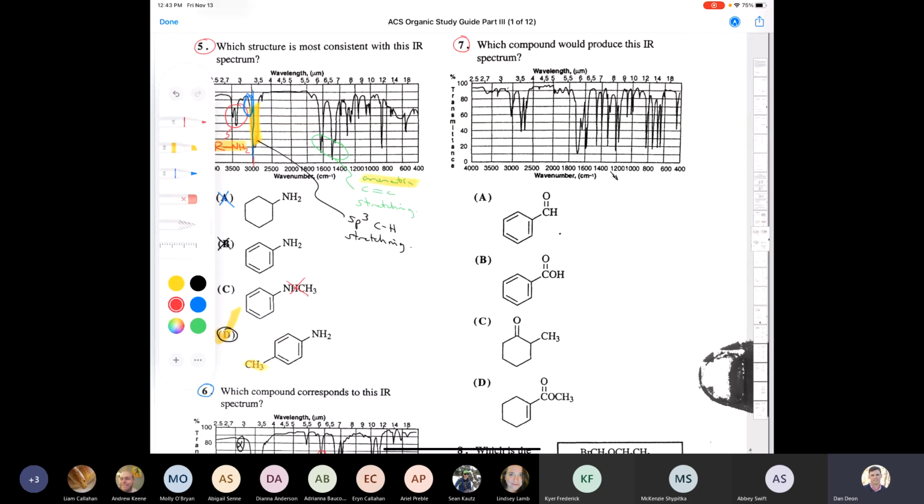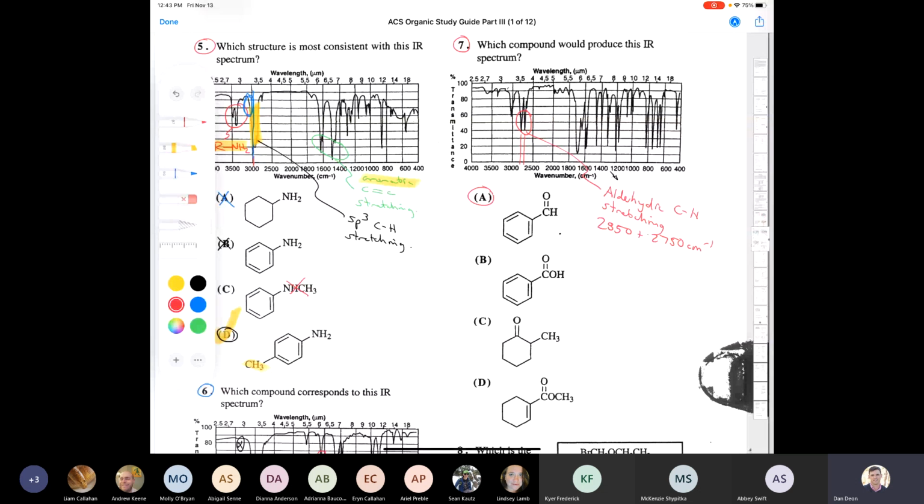Good. Thanks, Andrew. There's one thing in here that's a dead giveaway, right? One thing I always look for. And this is these two signals right here. These are a result of what's called aldehydic CH stretching, which occurs at around 2850 and 2750 reciprocal centimeters. So this compound must be an aldehyde.